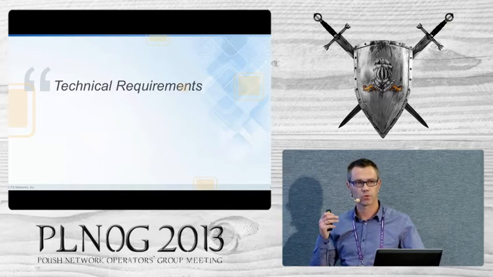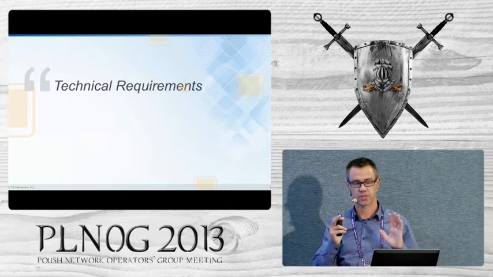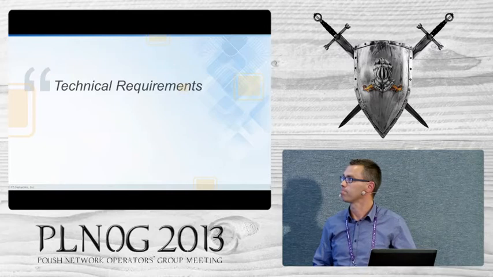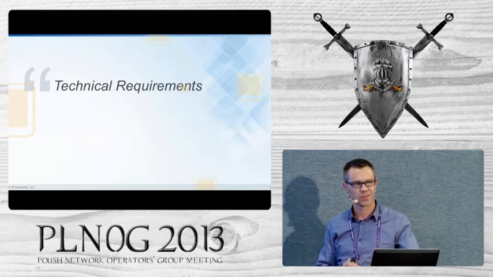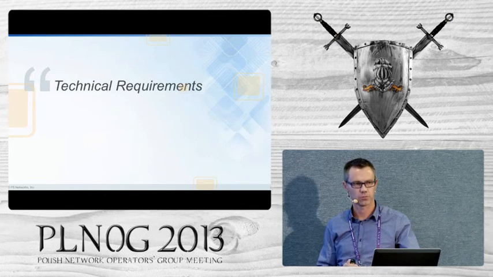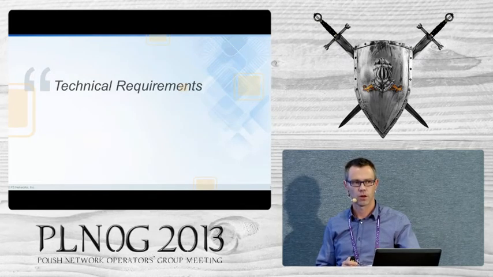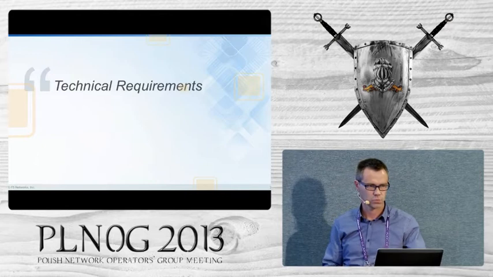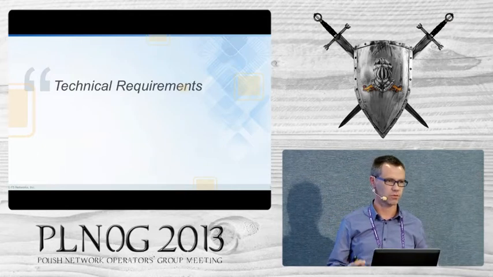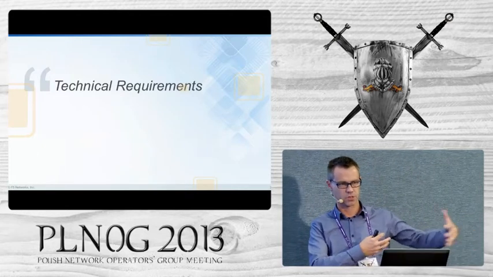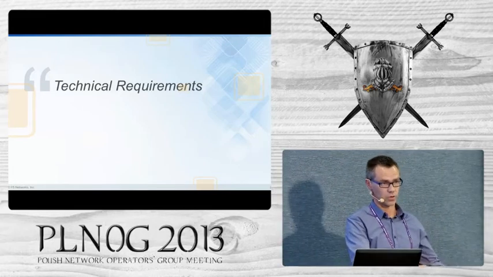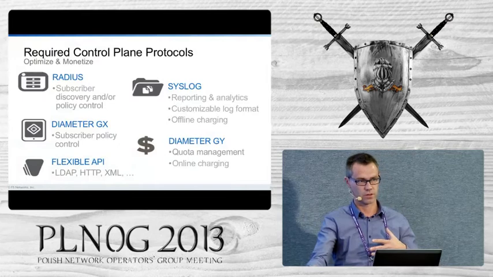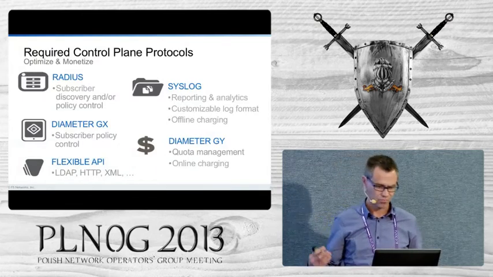Now, talking about intelligent traffic steering and all the monetization aspects, what is required from a technical perspective in the network? Very quickly, on the control plane side, RADIUS for discovering the subscriber, so that's the interaction with the GGSN or P-Gateway. This gives us a lot of information about the user, what type of radio network it is. We can identify whether he's a roamer or not.